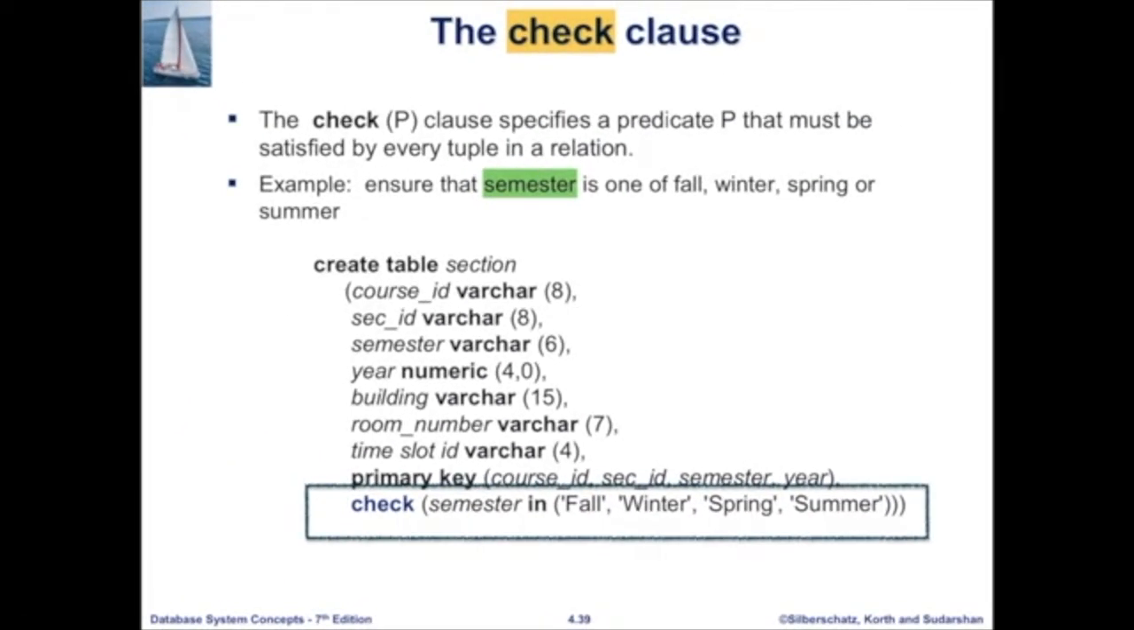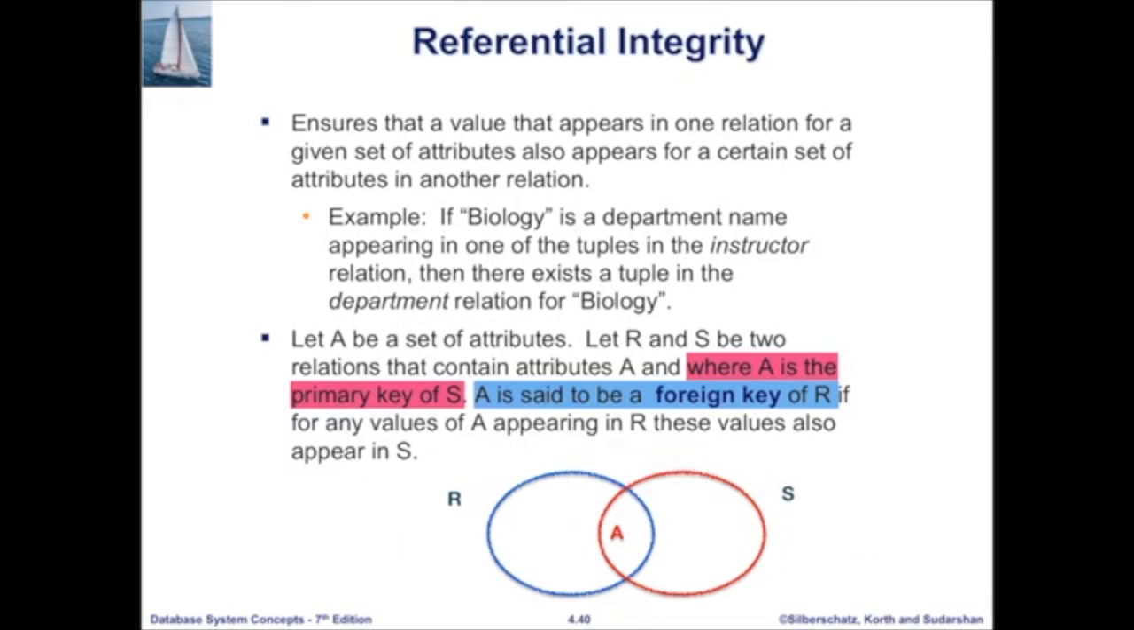Why is it important? It's because of referential integrity. But unlike the previous types of integrity constraints, referential integrity uses two relations. So this referential integrity ensures that the value that appears in one relation for a given set of attributes also appears for a certain set of attributes in another relation. So for example, if biology is a department name appearing in one of the tuples in the course relation, then there must exist a tuple in the department relation for the biology value.